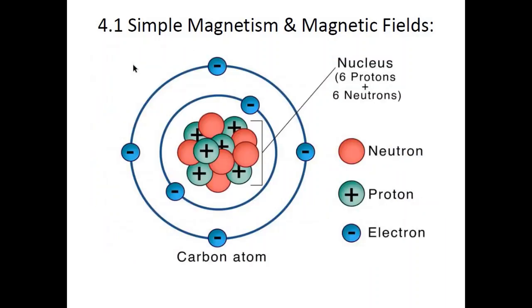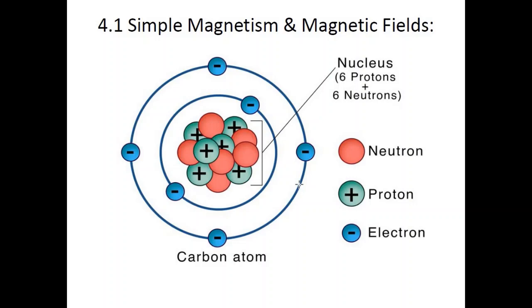Now here's a simple description of an atom, a carbon atom to be exact. Inside an atom there's always a nucleus, and that nucleus consists of neutrons which have no charge and protons which have a positive charge. Outside the nucleus, electrons are moving around having a negative charge. Over here, 1, 2, 3, 4, 5, 6, there are 6 protons and 1, 2, 3, 4, 5, 6, 6 electrons.